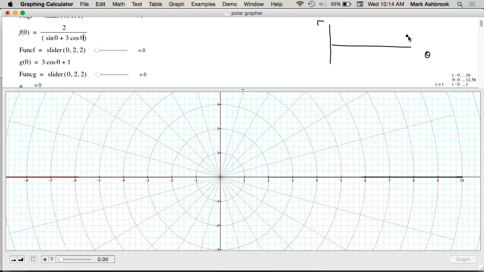Okay, so tell me about 3 cosine theta plus 1. Let's see. Jillian, can you tell me about 3 cosine theta plus 1? Did you graph that? At 3? What about the plus 1? So yeah, 3 cosine theta would go from 3 to negative 3, but then it's all plus 1, right?